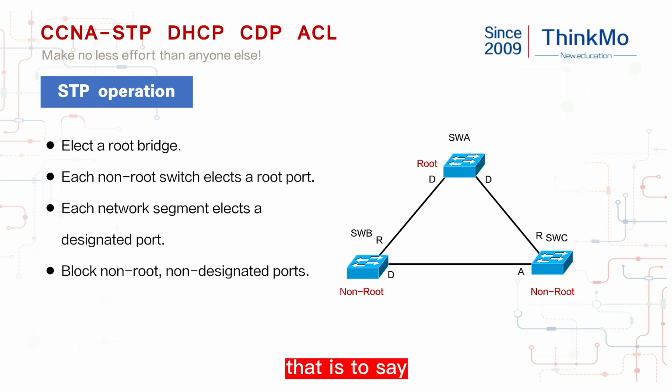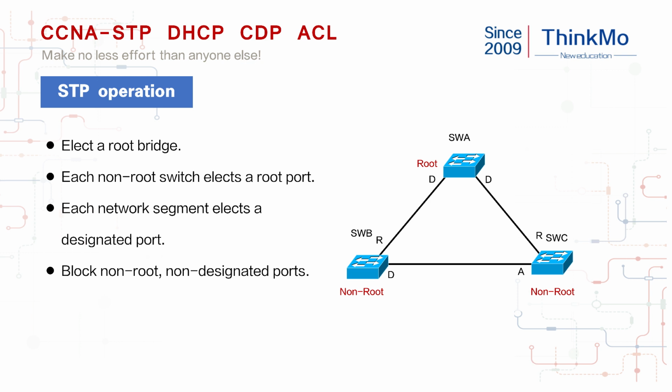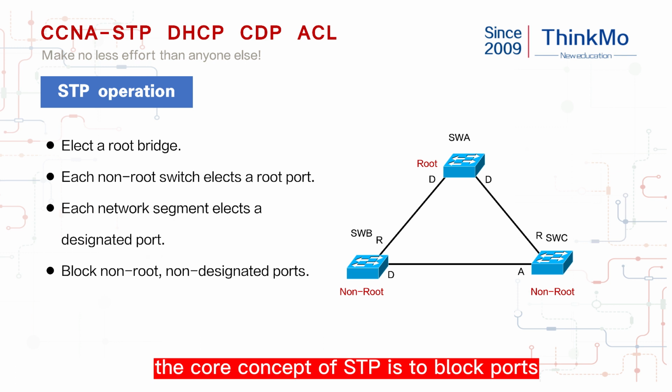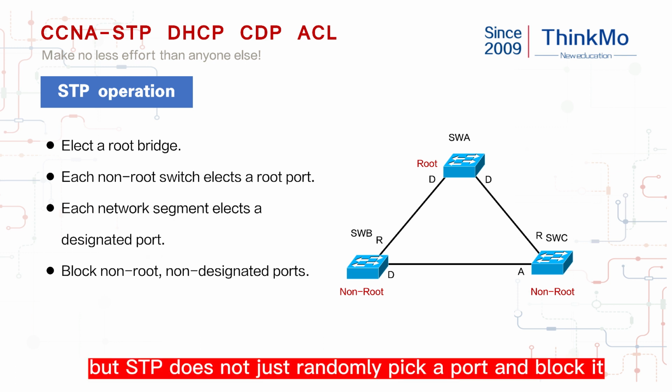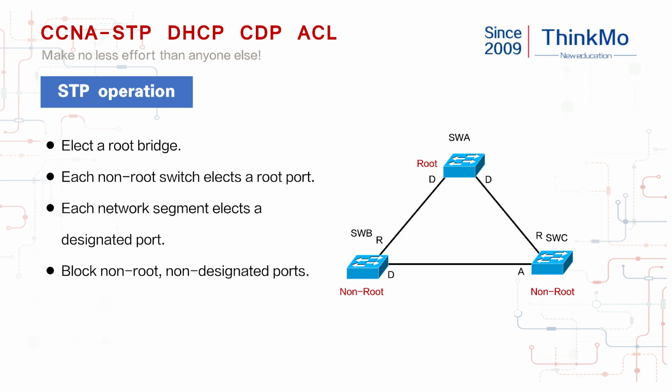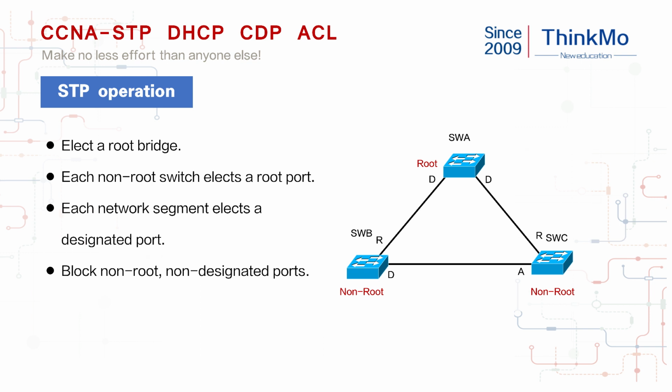That is to say, I will not allow this interface to forward business traffic. Actually, the core concept of STP is to block ports. But STP does not just randomly pick a port and block it. It has to calculate first. After the calculation, the roles are determined. The last remaining ports are blocked. So this is a core idea of STP.